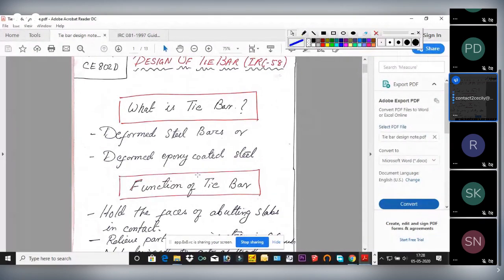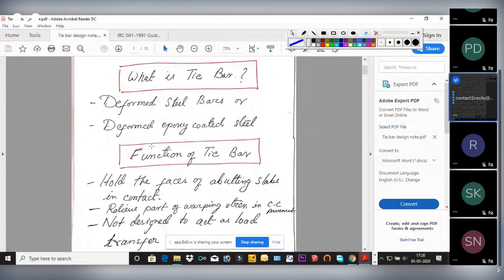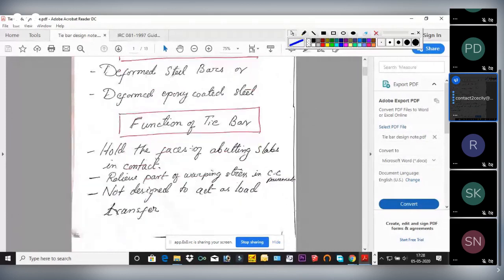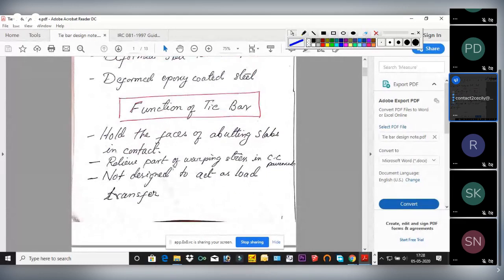Now what is the function? As I said, hold the two slabs together. But they are not acting as a load transfer. You must keep it in mind that only dowel bars which are placed in the transverse joint are the load transferring bars, whereas these steel bars are only for keeping the two slabs together. They are not for transferring the load.